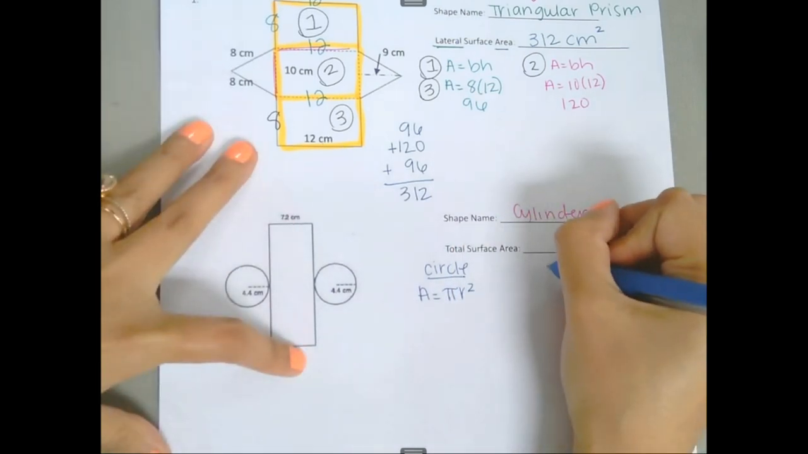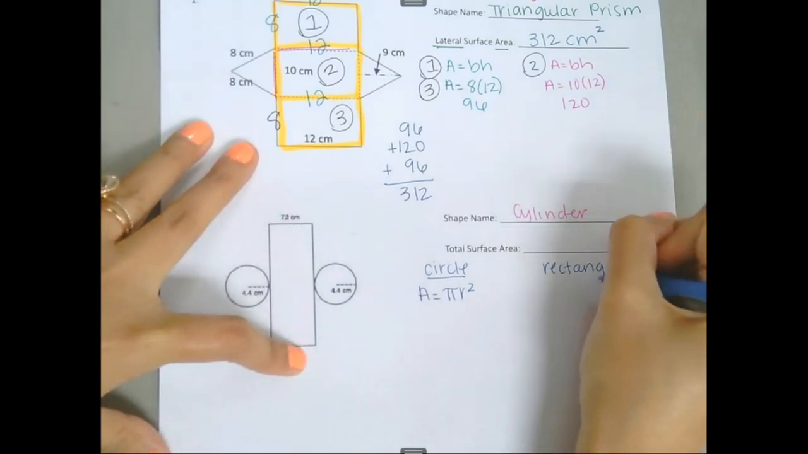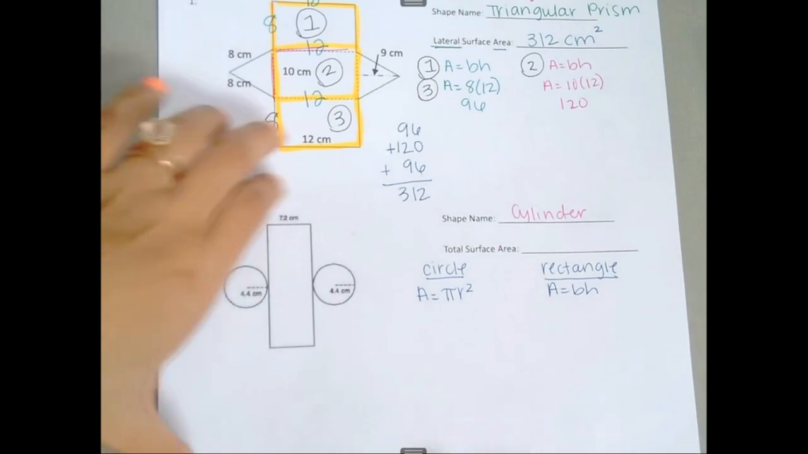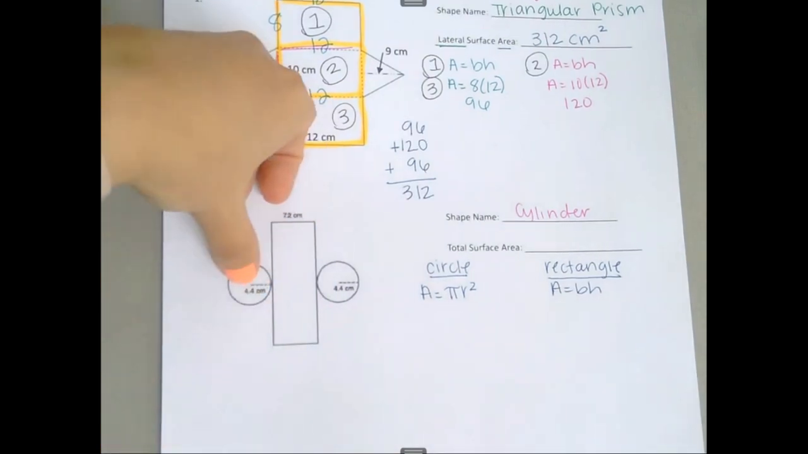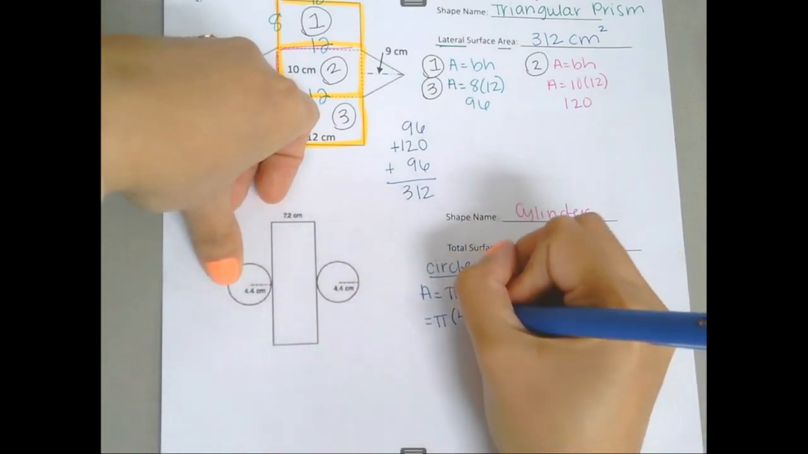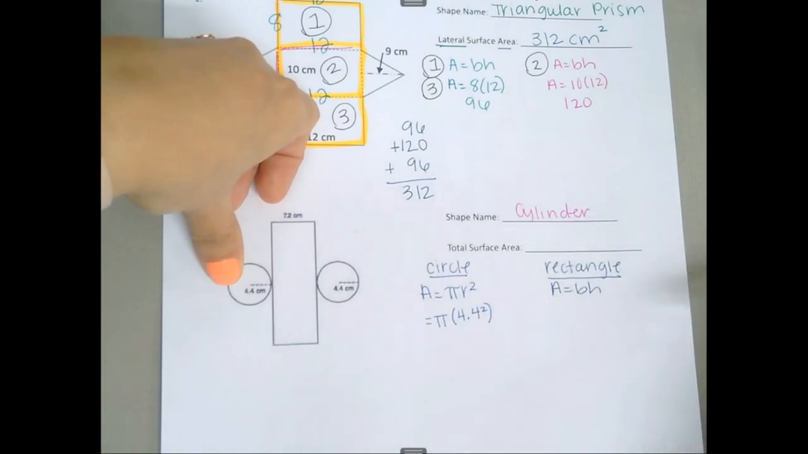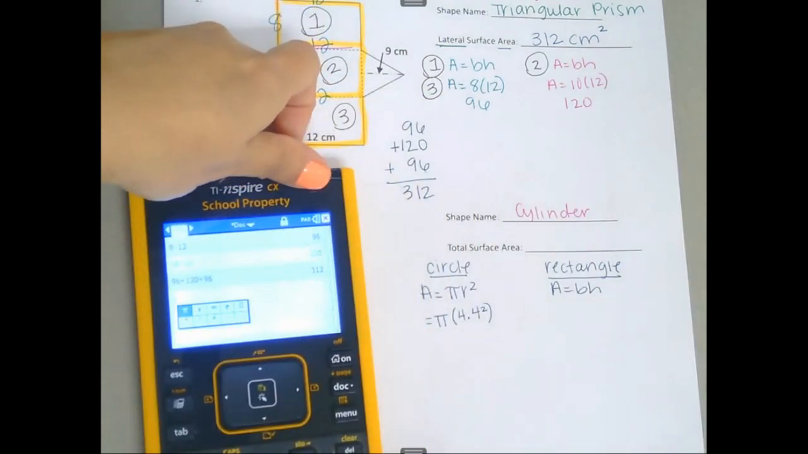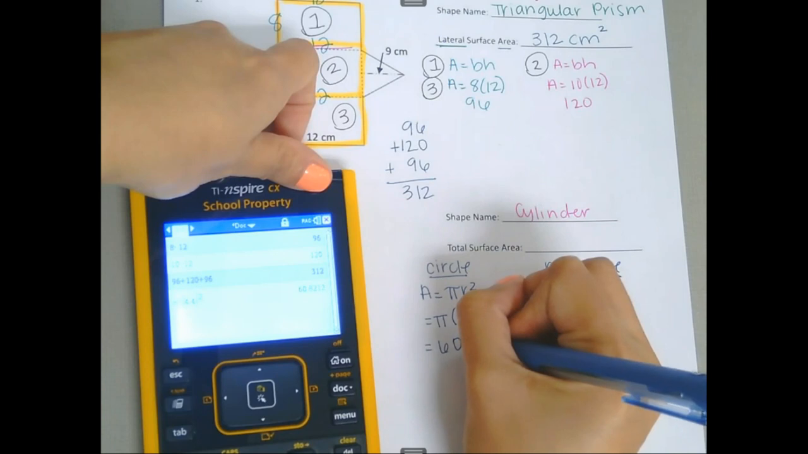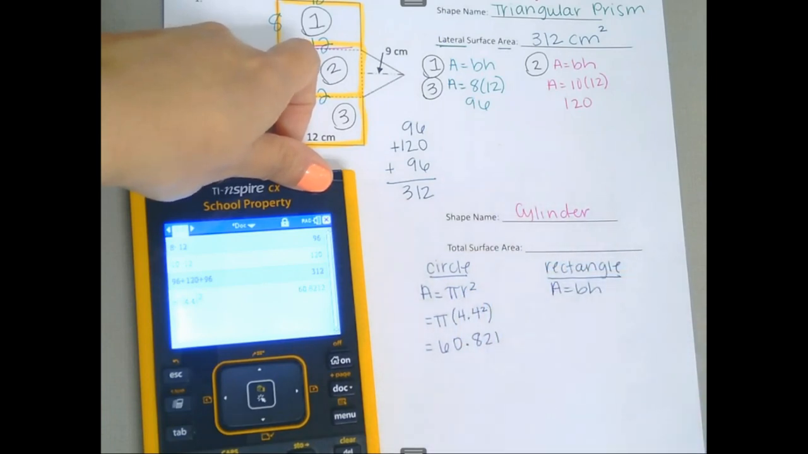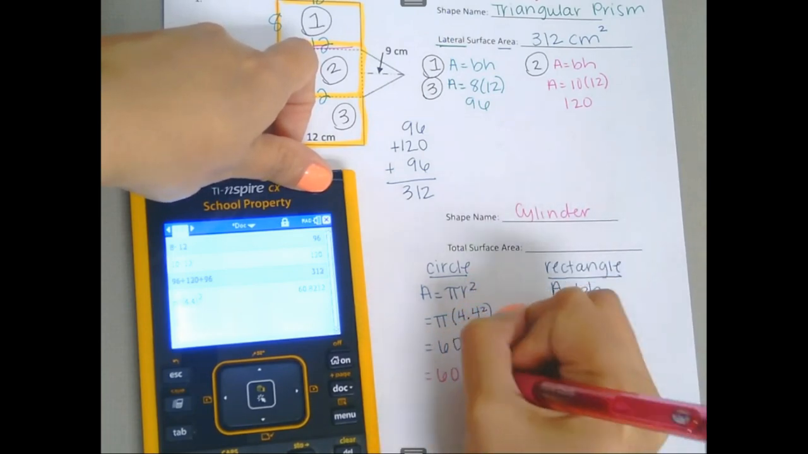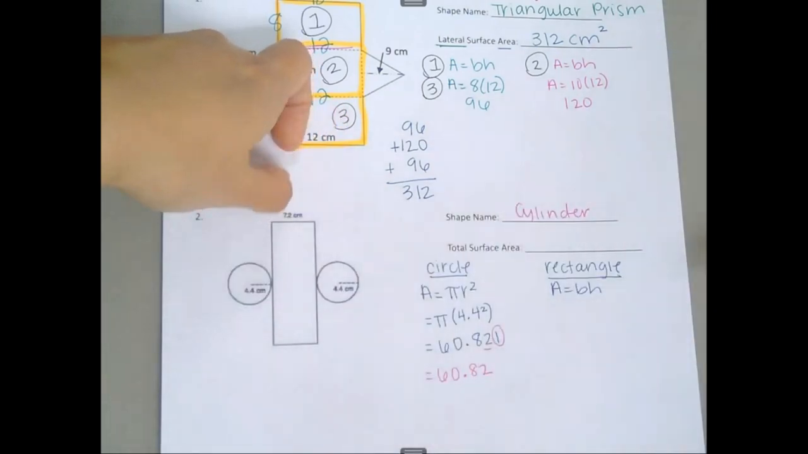And then I have my rectangle, which is area equals base times height. So I'm going to do my circle first. So pi times my radius, which is 4.4, squared. So pi times 4.4 squared. That's going to give me 60.821. When I round that, I'm going to the hundredths place. So the 1 tells me to stay the same. So 60.82. That's my circles.